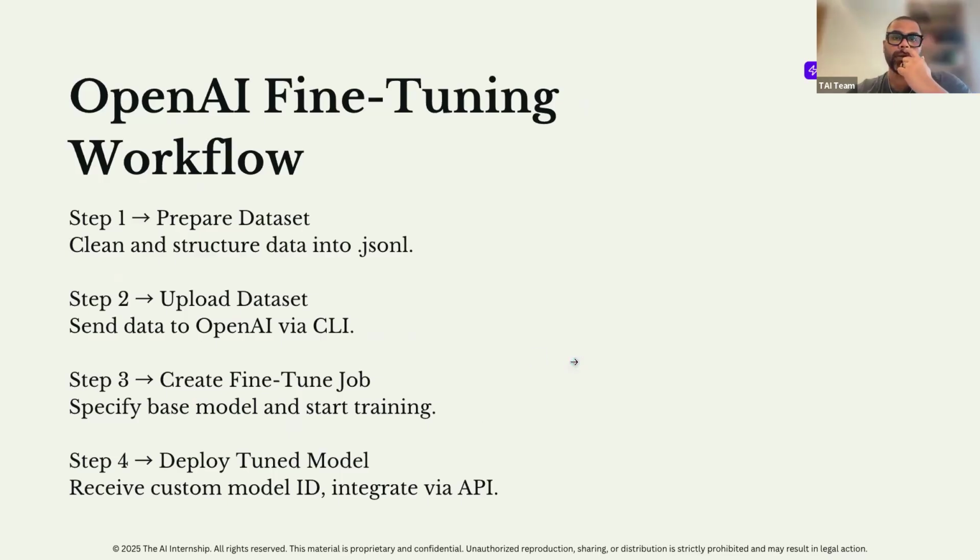Then I want to go into how we would train a model on the OpenAI side. I'll show you in a demo as well, but on a high level, what you do is prepare a data set. You need a clean and structured data set in the format of JSONL. I'm not sure if I'm pronouncing it right, but the idea is you structure it in a way that can be consumed by the fine-tuning pipeline, and you need to have it in the JSONL format.